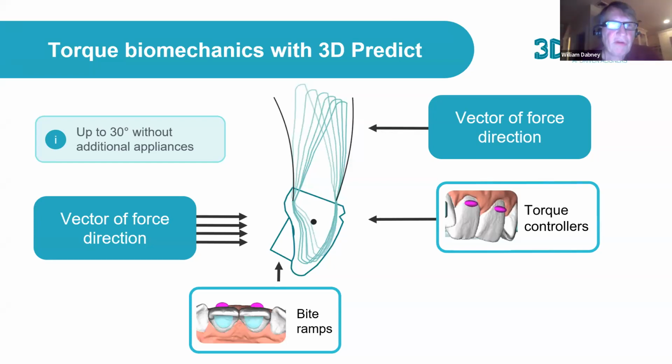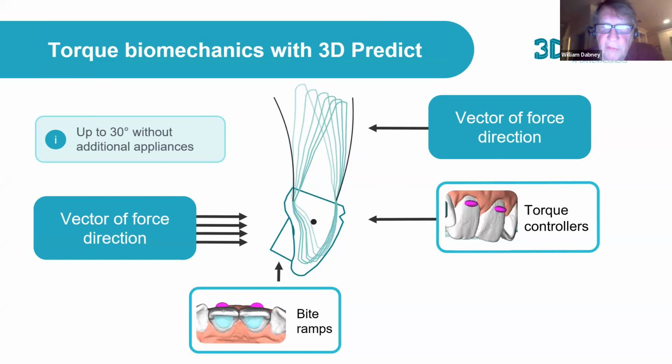3D Predict can give you 30 degrees of torque without anything extra. So they're able to do it with direction of force. When you get your plan back from the lab, you'll see these little purple buttons that you see on the right. They are not attachments. They're just torque controllers. And it's made in the software and the plastic design about how this is created.